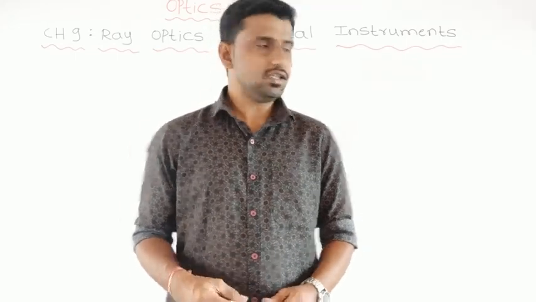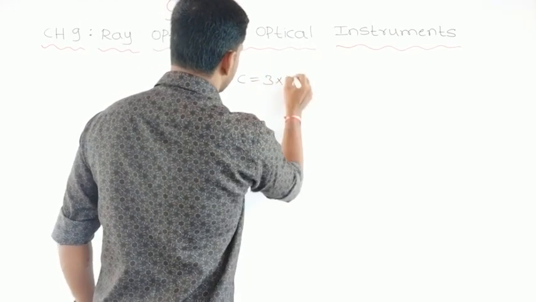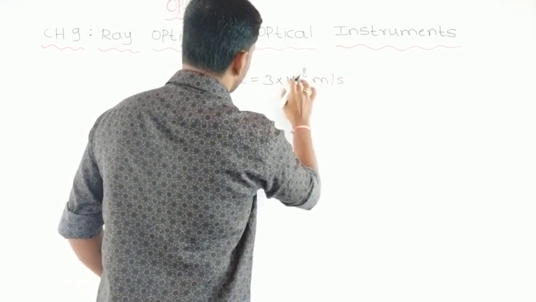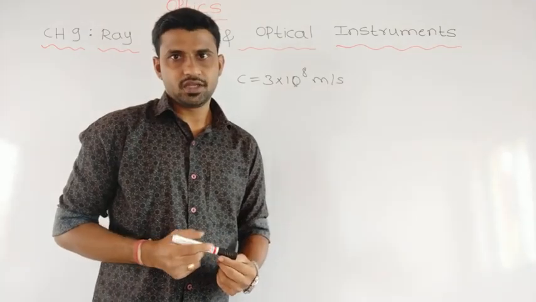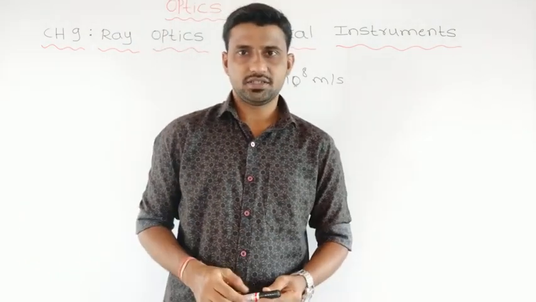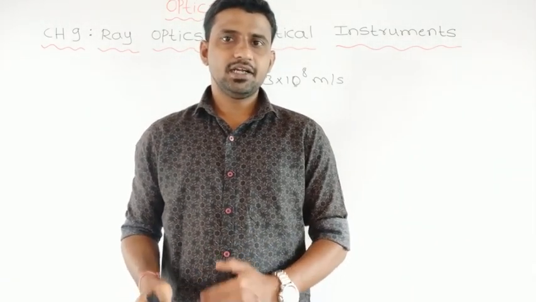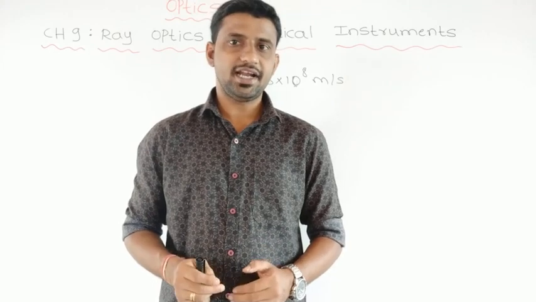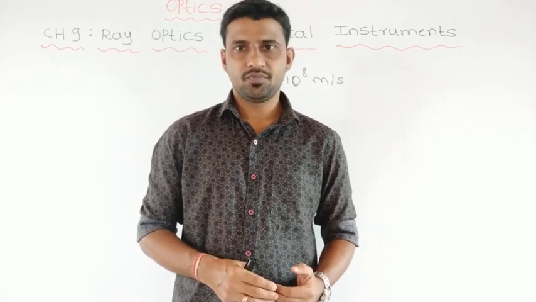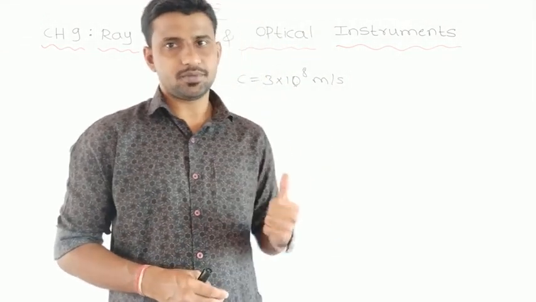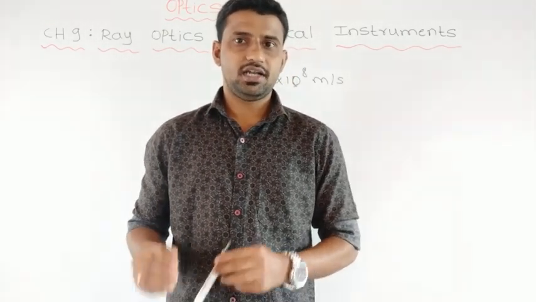The speed of light is 3 × 10^8 meters per second in a vacuum medium. This is the maximum speed of light in nature also. And light has no mass. Light has two natures, that is particle nature and wave nature. In some cases light behaves as a particle and in some cases light behaves as a wave. But while explaining this concept, ray optics, here we are not considering any nature of light.